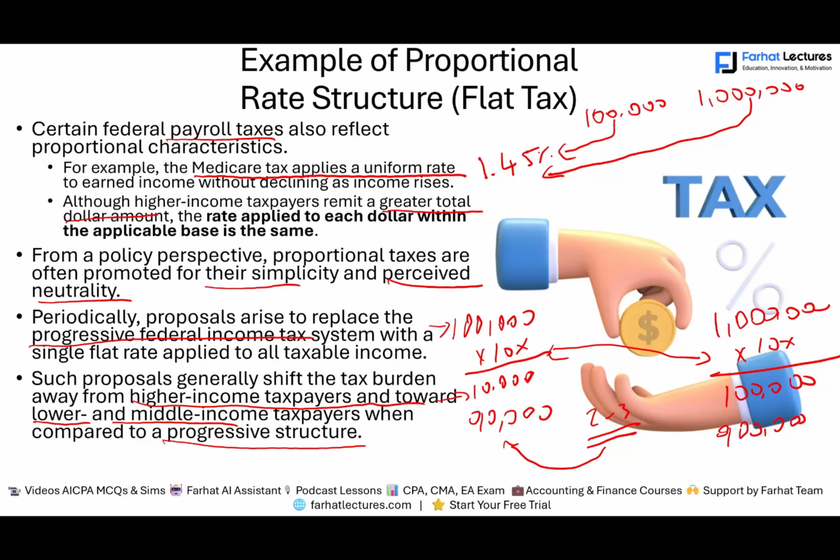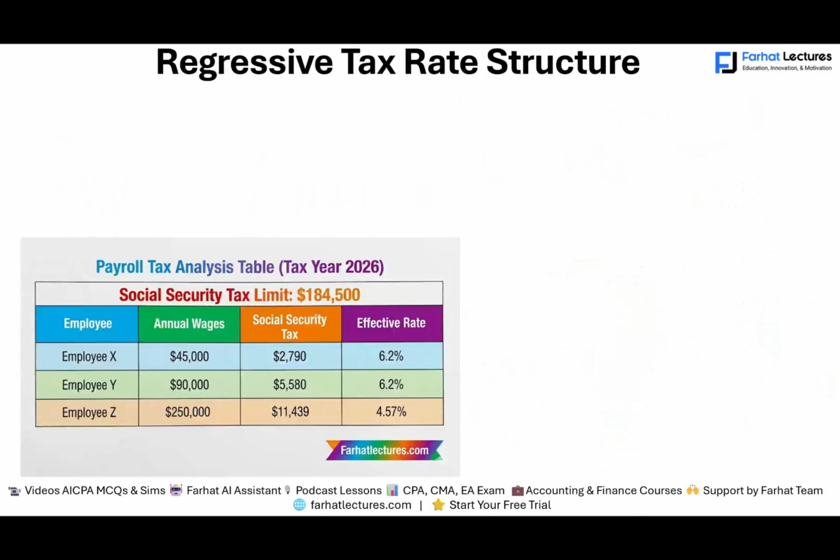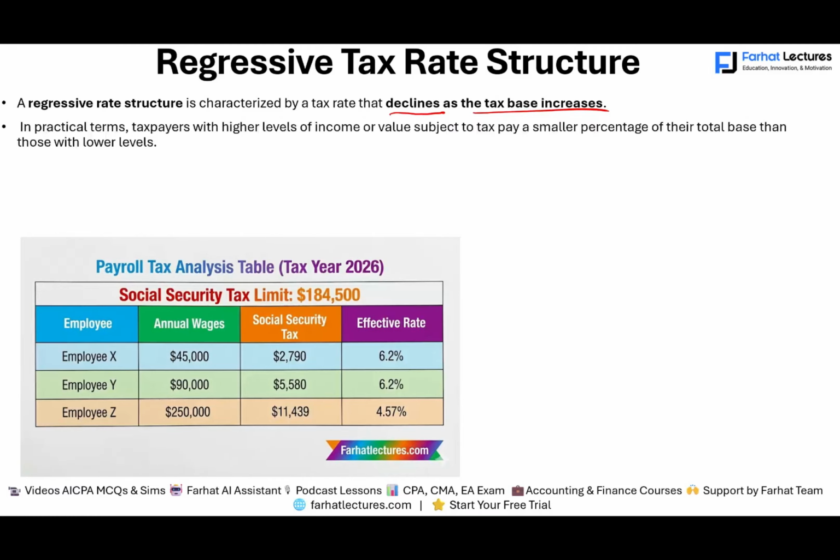Now let's move from the proportional, the flat tax, to the regressive tax structure. What's a regressive tax structure? It's characterized by a tax rate that goes down as the tax base increases. The more I make, the less I pay? Yeah, that's what a regressive is. In practical terms, taxpayers with a higher level of income or value subject to a tax pay a smaller percentage of their total base than those with lower levels.